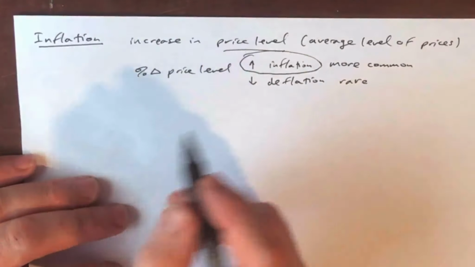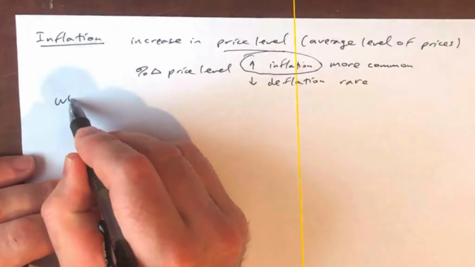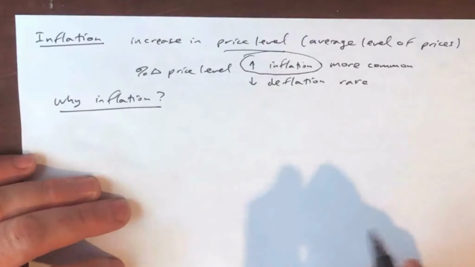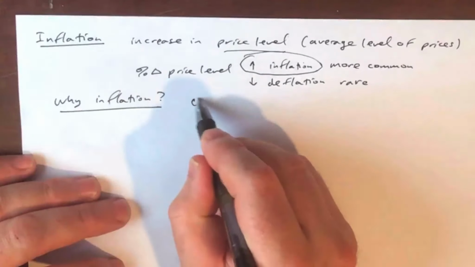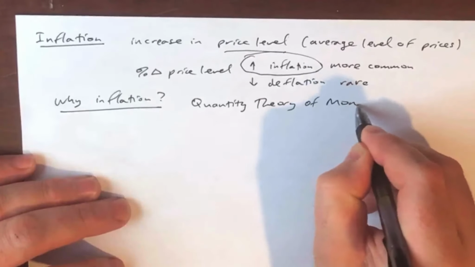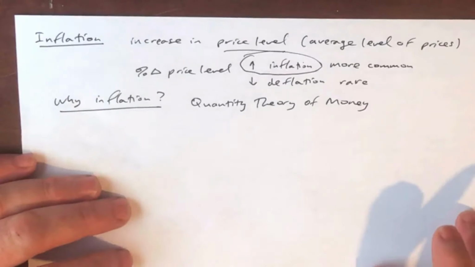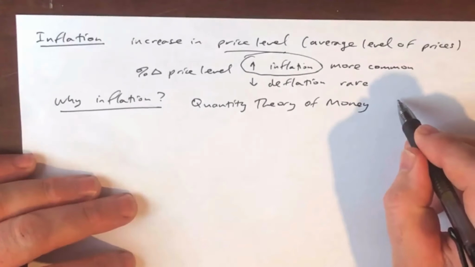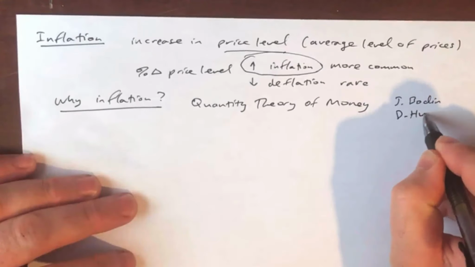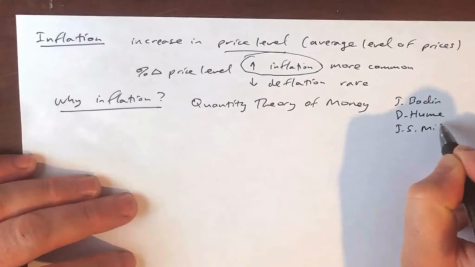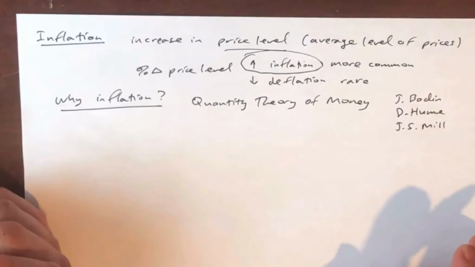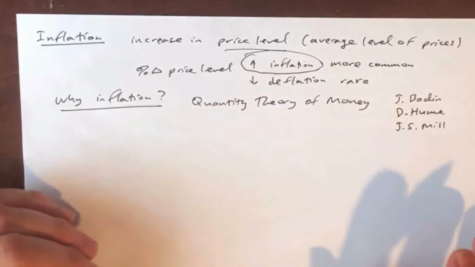The oldest theory of inflation. We're going to put the heading here: why is there inflation? The oldest theory of inflation is known as the quantity theory of money. It has a long history, going back to economists like Jean Bodin, David Hume, John Stuart Mill, and others, who basically argued that there's a relationship between four variables.